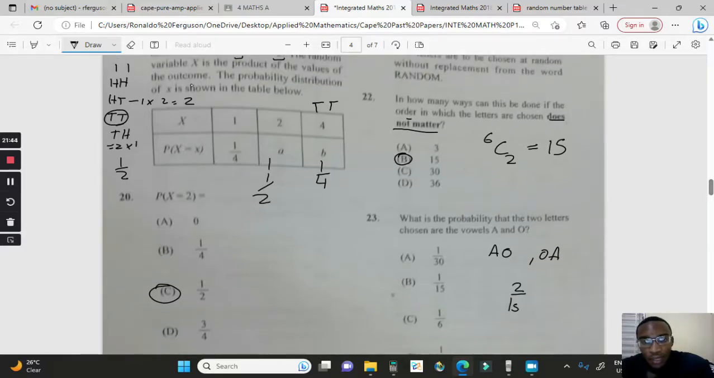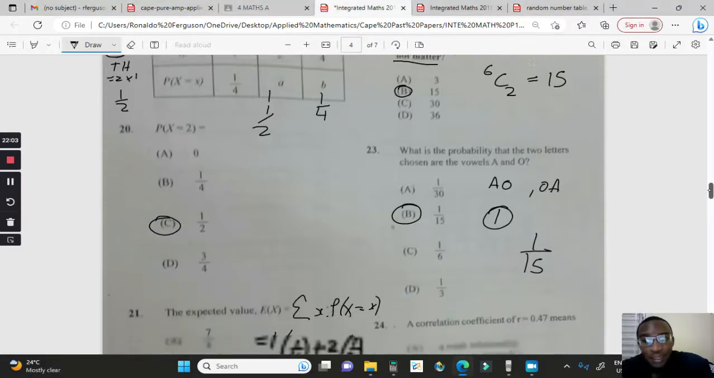Order does not matter. You notice 2 out of 15 is therefore not there. So if we choose, what's the probability that we choose the 2 vowels? There's only one way we can choose this, so it's actually 1 out of 15. I love this question.